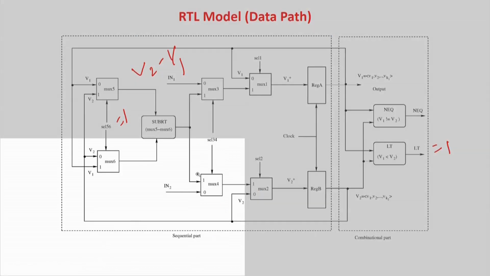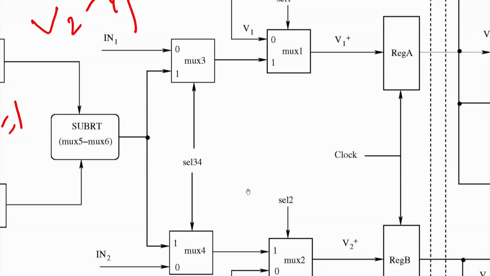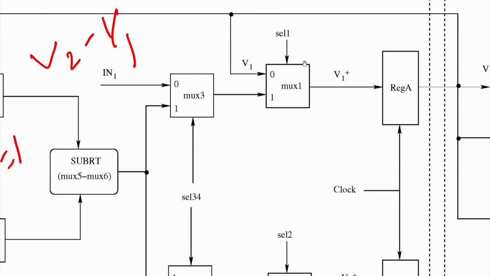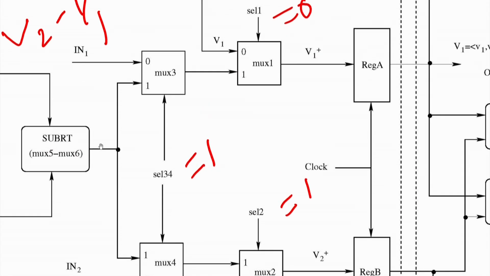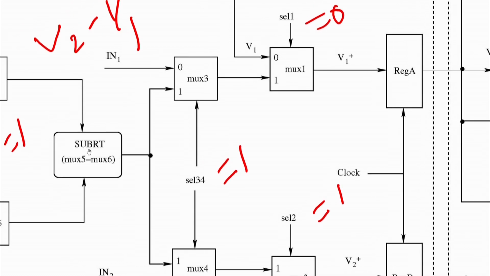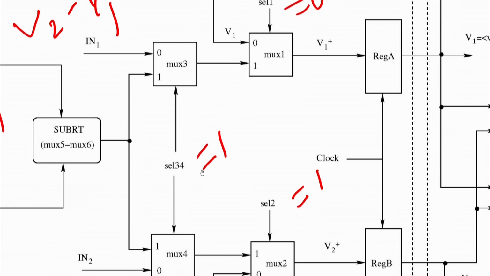Now again the multiplexer arrangement will be something like this. This part I should not do anything basically. Select 1 will be equal to 0 and this one will be equal to 1. Of course this value will be equal to 1. Now let us see how it happens. This one is having the value of V2 minus V1, and I have made select 4 equal to 1.